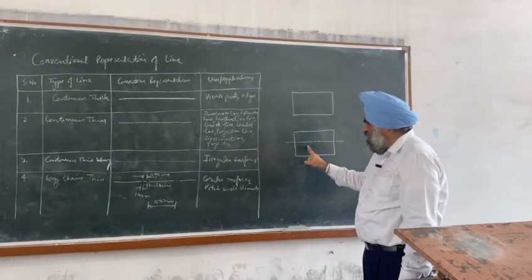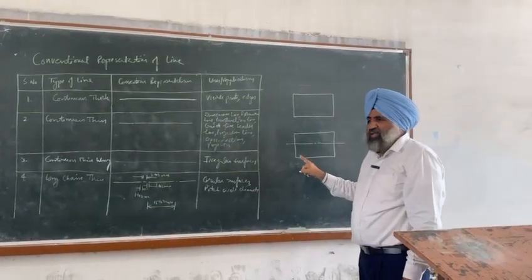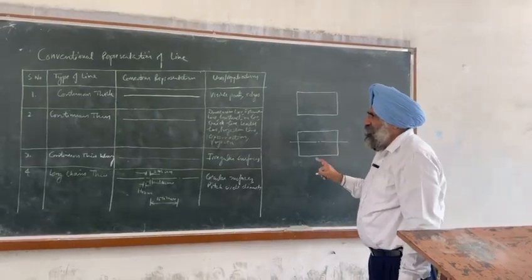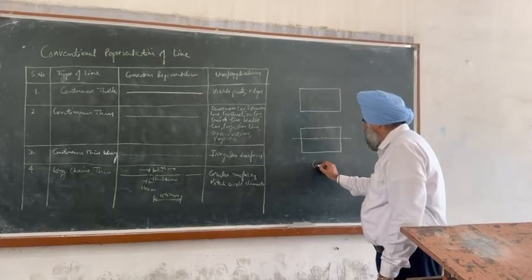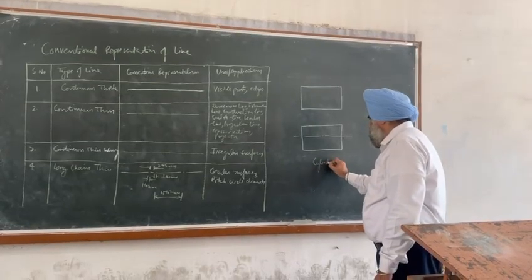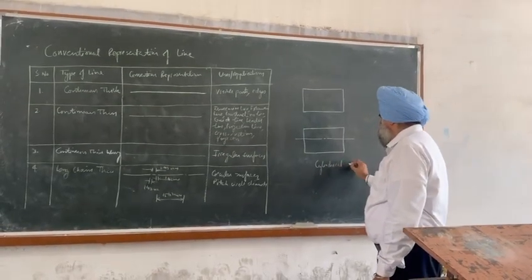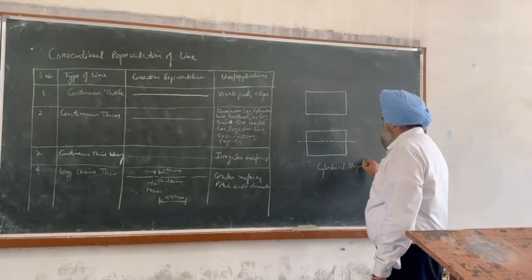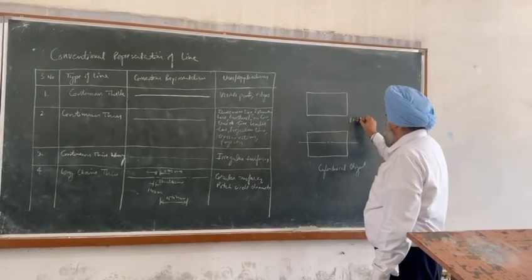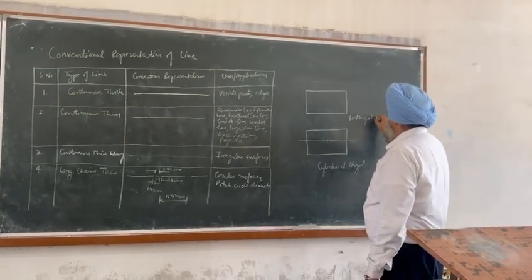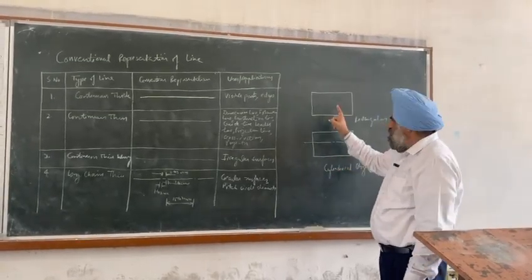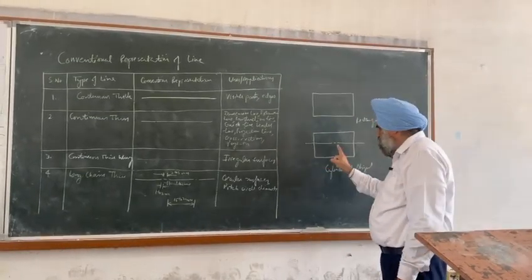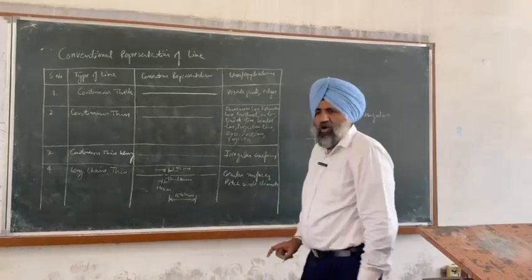If you don't draw it, and you are saying this is a cylindrical object, it means you are not making use of the conventional representation of line. So this is the cylindrical object or cylindrical surface. This is the rectangular surface. If you draw both as rectangles and don't draw this line, both will be rectangles, and if you draw this line, this represents the cylindrical object.